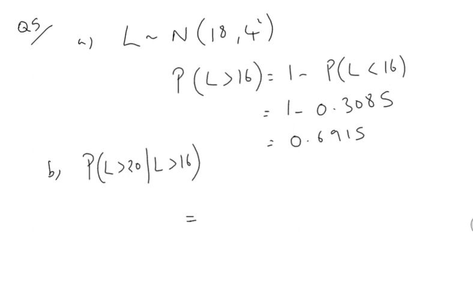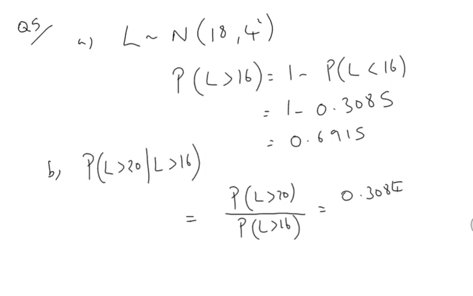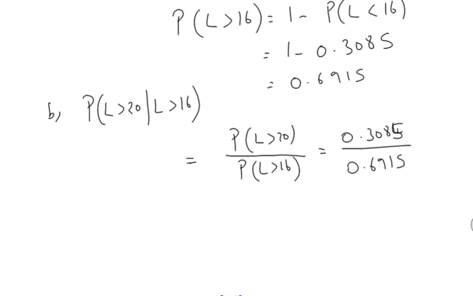Well, we know the conditional probability formula. And so this is the probability that L is greater than 20 divided by the probability that L is greater than 16. And that's 0.3085, that's a 4, 5, divided by 0.6915. And that comes out to be 0.4461. Okay, so conditional probability there.